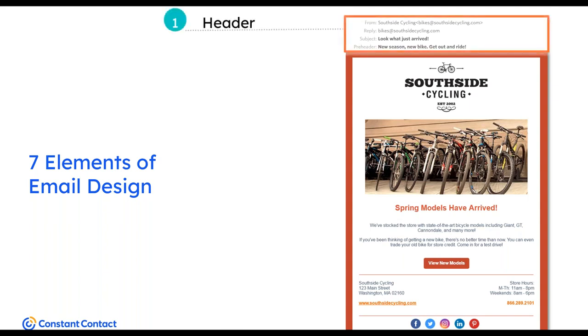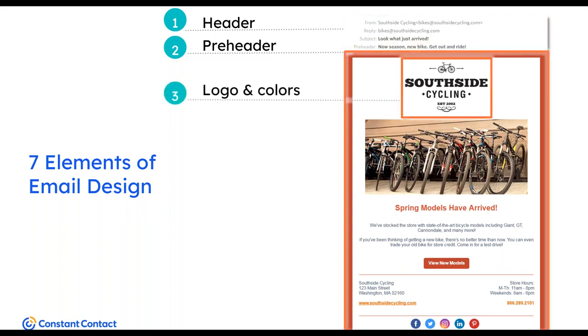First is the header information. It's the first thing someone sees in the inbox. This lets them know who the email is from, who to respond to, and what it's about. Second is the pre-header, which is a line of text that appears beneath or after the subject line in the inbox, and it's the first thing someone reads after your subject line. Third is your logo and company colors. These will be used to reinforce your brand and make it easy for people to recognize your business.